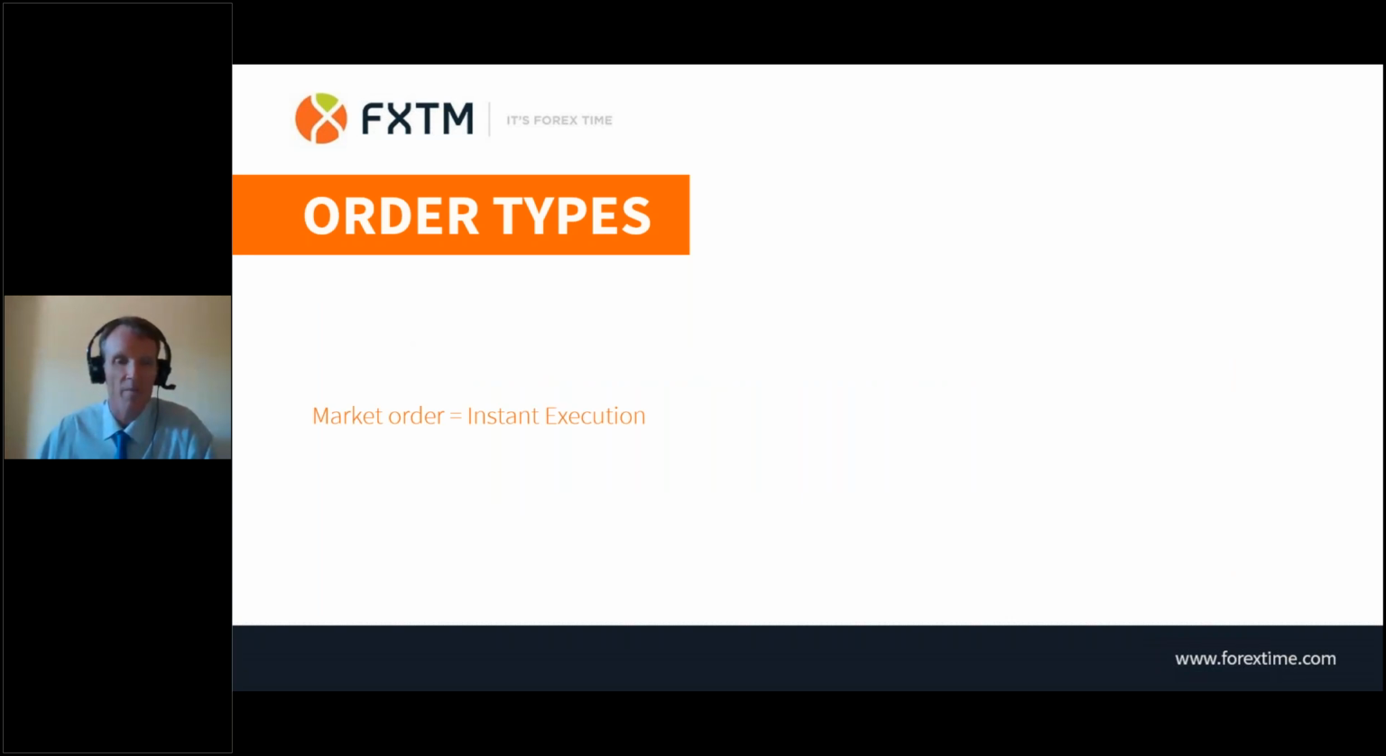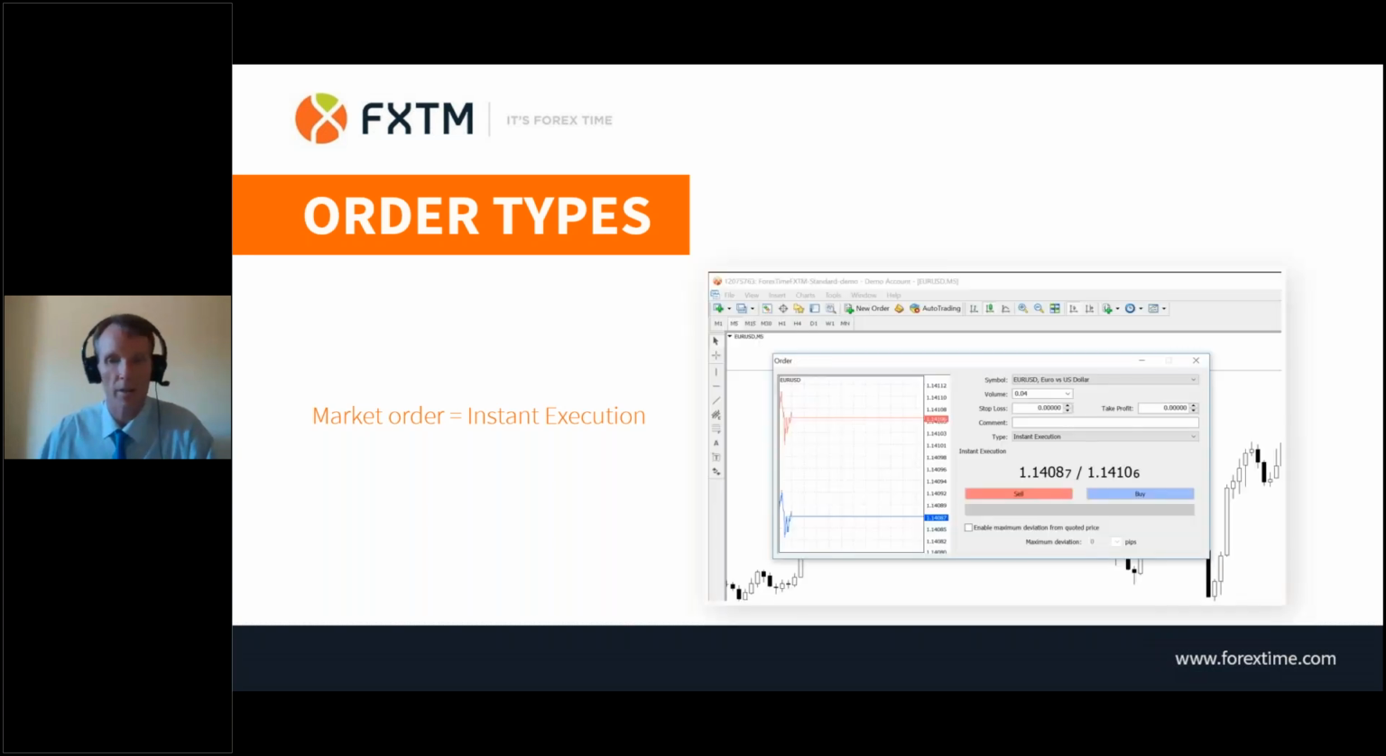Okay. There's a couple. The first one is the market order. That's what we call instant execution. And what happens is if you press this order, you immediately have a position. Either it will be a sell position, or it will be a buy position, a long or a short. So if you enter this and you press sell or buy, then it's going to immediately open a position for you. Right.